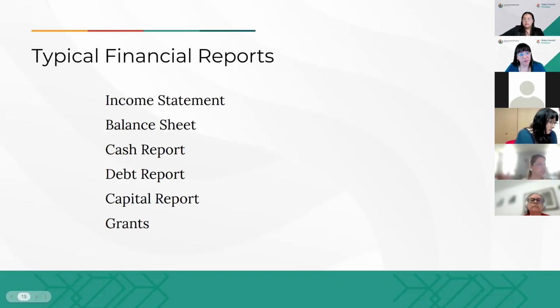So here are some typical financial reports. We have the income statement, we have a balance sheet, a cash report, debt report, capital report, and grants reporting. So I do want to bring to your attention that the names of these reports may be a little different from what you may see. The names on these financial reports that are listed here are based on financial accounting standards, and tribes typically follow governmental accounting standards. So you may see different names for the reports, but they basically provide the same information.